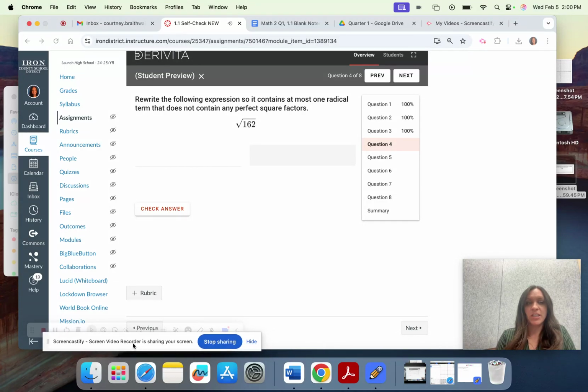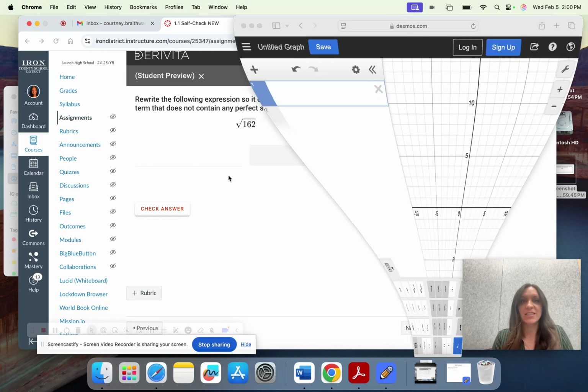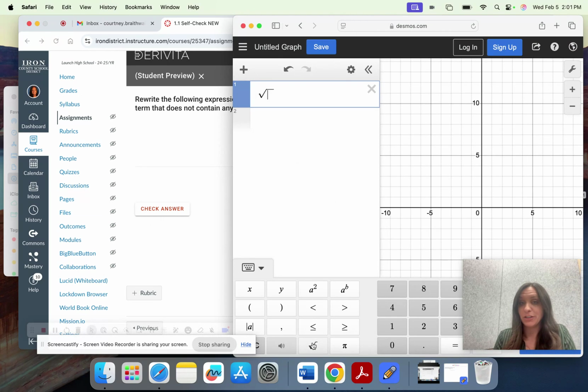Rewrite the following expression so it contains at most one radical term that does not contain any perfect square factors. So first thing I like to do is type it in Desmos and see if we can just get the answer with a calculator. So when it's a decimal, dang it, we have to actually factor it out and do some work. But there's our answer. It's 12.7.